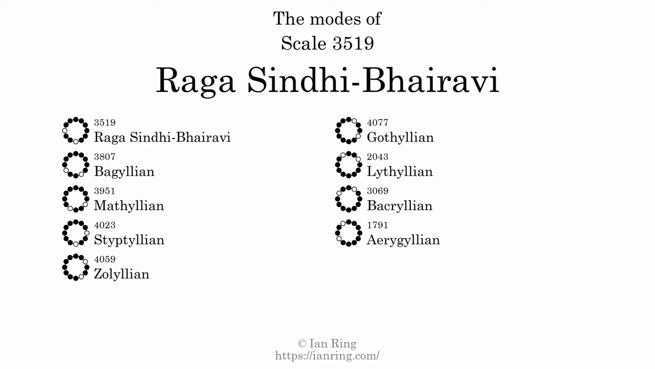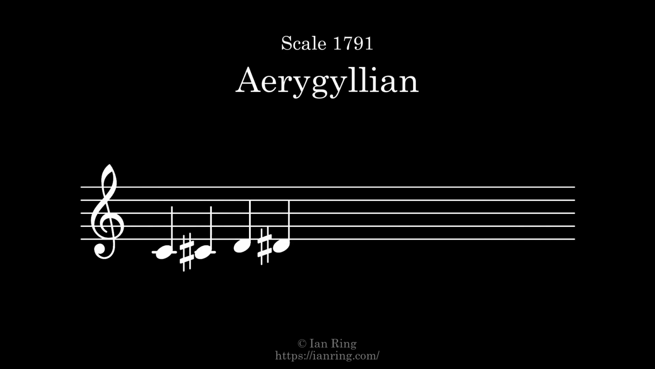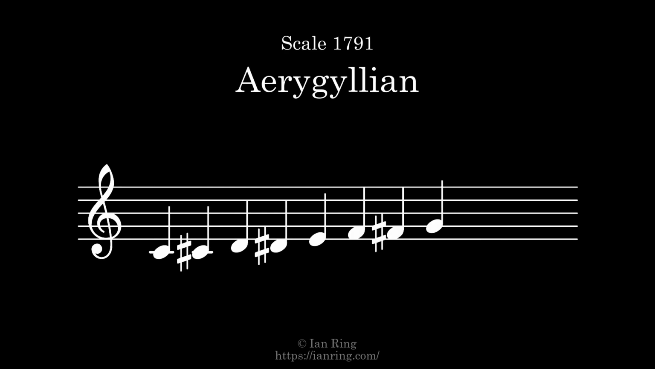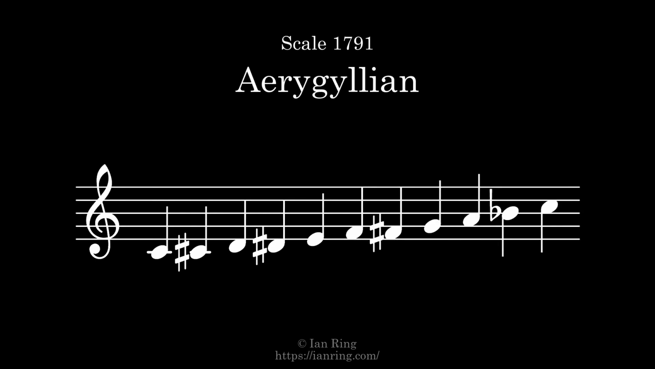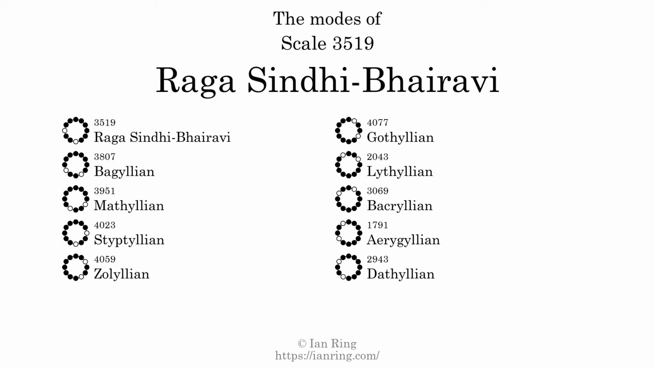The ninth mode is scale 1791, also known as erigillion. It sounds like this. The 10th and last mode is scale 2943, also known as decillion. It sounds like this.